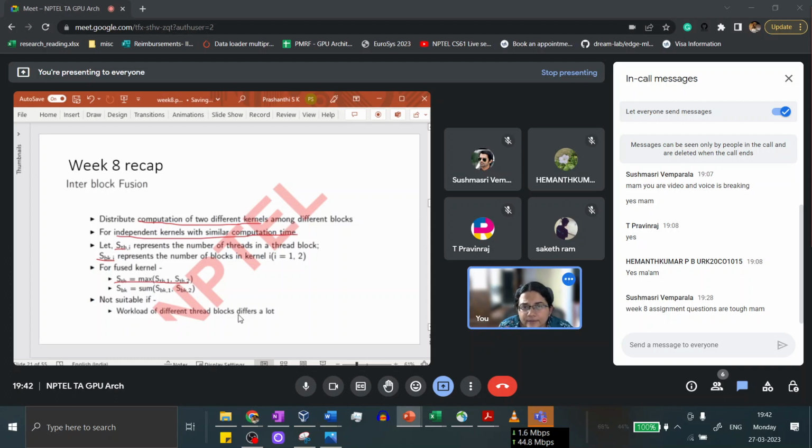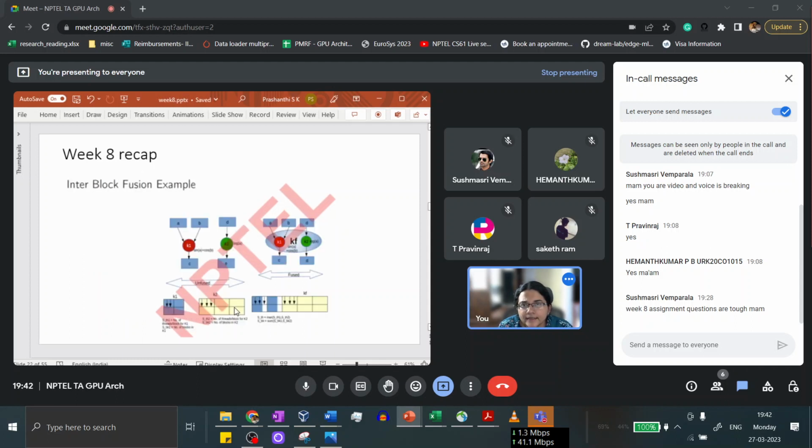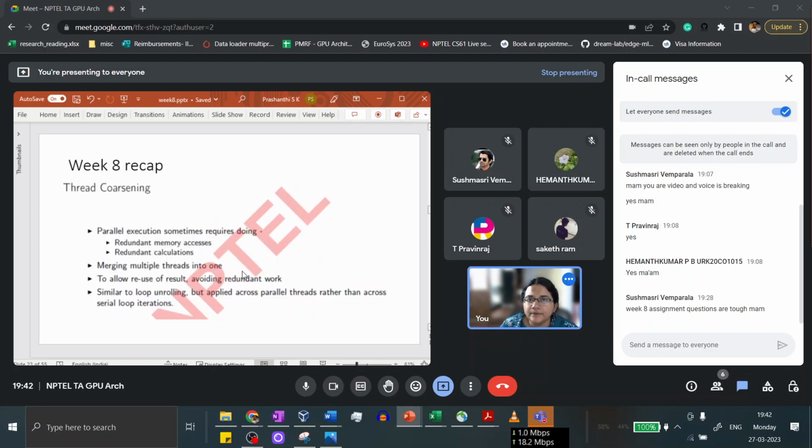Again, this won't be suitable if the workload of blocks differs a lot, because you don't want that imbalance across blocks in this case. So coming to a quick example, this is what it looks like. Here notice that they have different number of blocks, right? And this is what the fused one looks like. So yeah, that was all 3 types of fusion. So moving forward to a different idea. We are done with fusion.